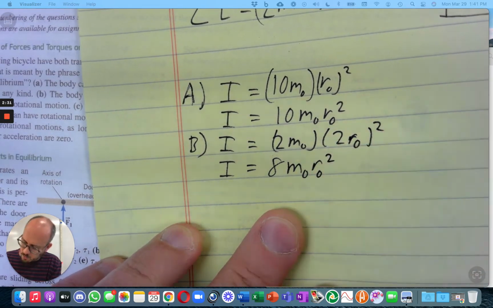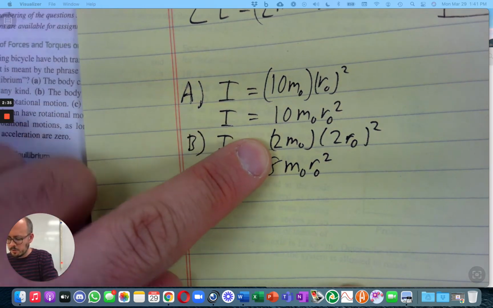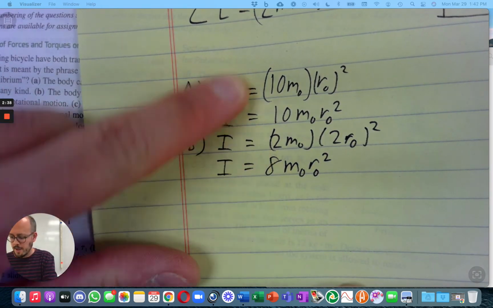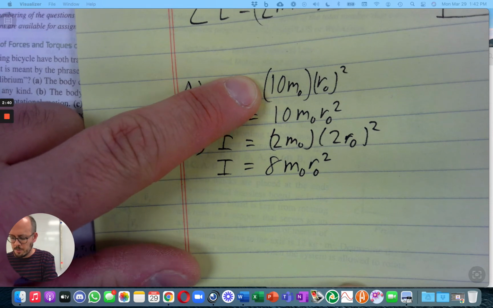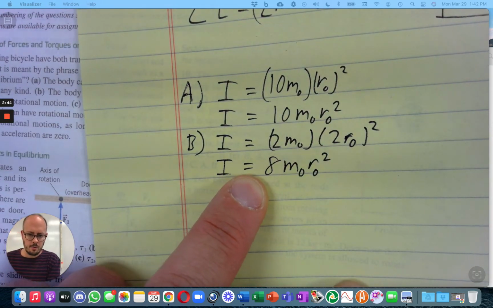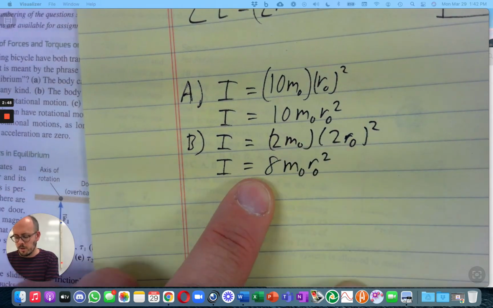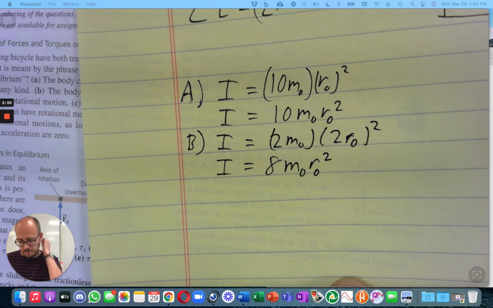So let me just show you what's significant there. This one has 1/5 the mass of the other one, but because it's twice as far away, it's 80% or 8/10 or 4/5 the moment of inertia. So significantly lighter, but because it's further away, the moment of inertia is almost as large.